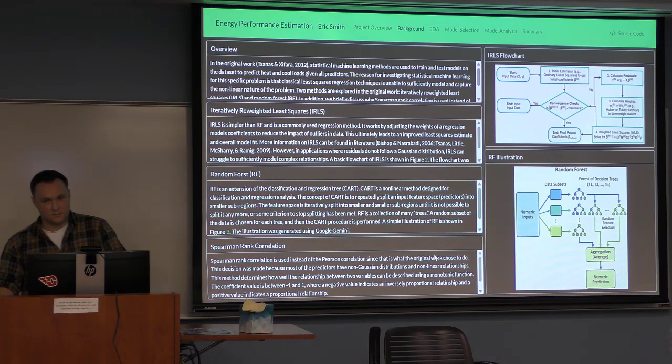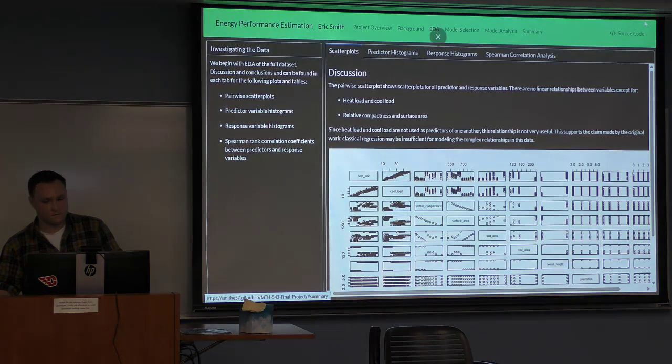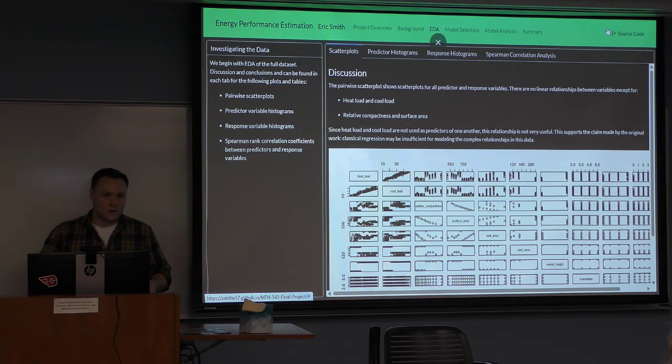And then here I'm using Spearman rank correlation. We didn't go over that in class, but I'm using that because that's what they used. And they use it because a lot of the predictors have non-Gaussian distributions and nonlinear relationships. So that's why, in this case, Spearman rank correlation is preferable over Pearson. And you can interpret the coefficient values the same way, -1 to 1. So for EDA, I'm really just looking at the relationships. I'm looking at what kind of distributions I have. Are there any linear relationships? I already kind of knew from the paper there weren't going to be.